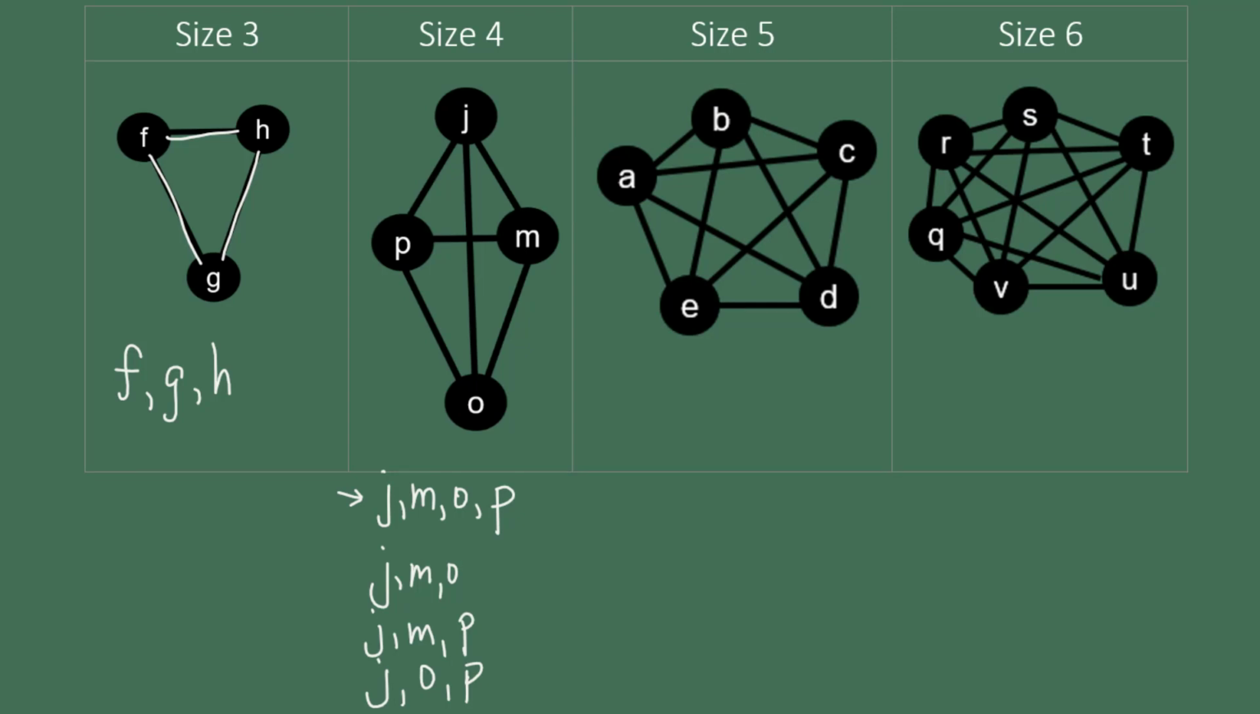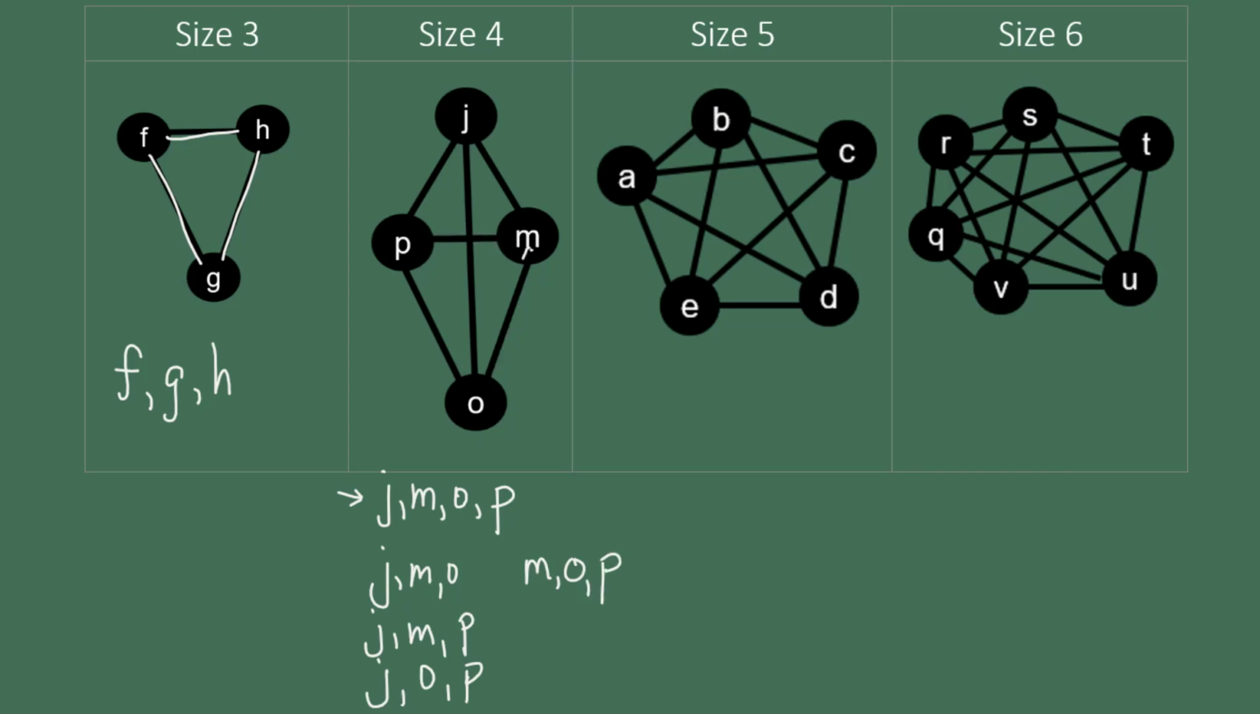So I'm going to now move on to M and see if I can make any triangles that start with M. But I'm not going to backtrack to J because I've already listed all of the JM triangles. From M, I go to O. From O, I can go to P. And from P, I can go back to M. So I have M, O, P.